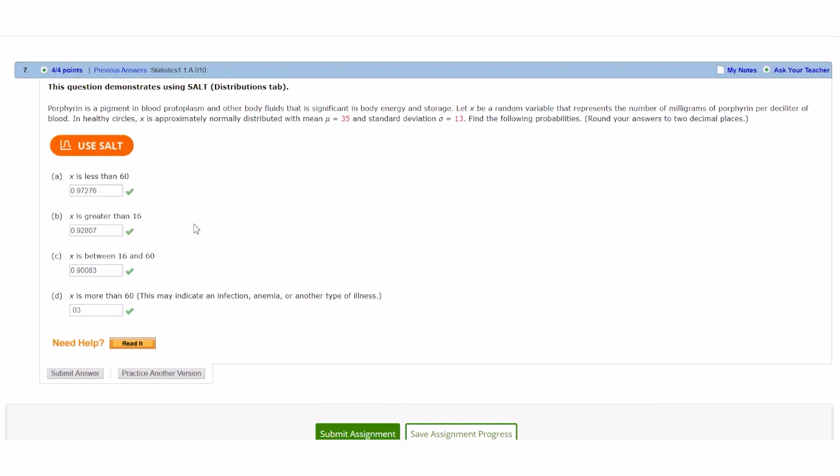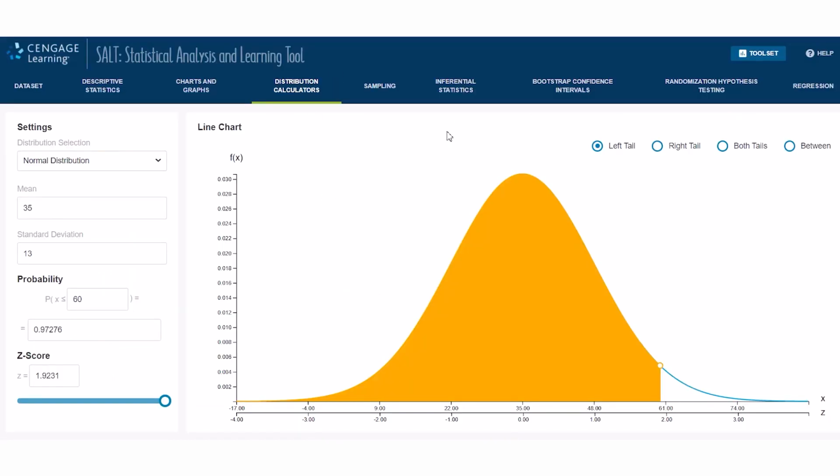For part B, the student is asked to calculate x is greater than 16. So, student goes back to SALT. They would click on right tail, and they would enter in the value here for this p-value.